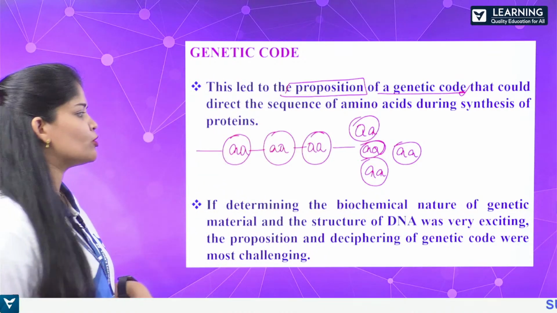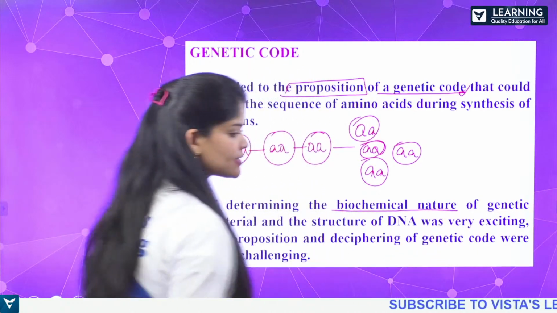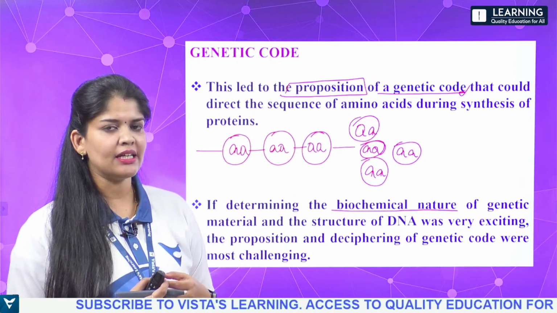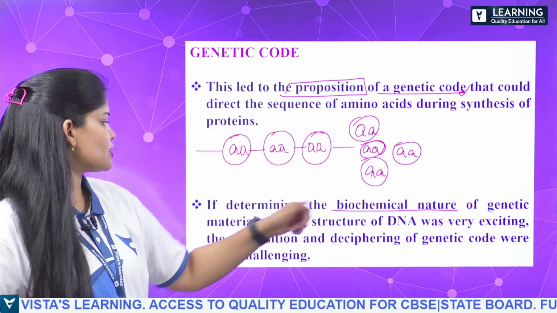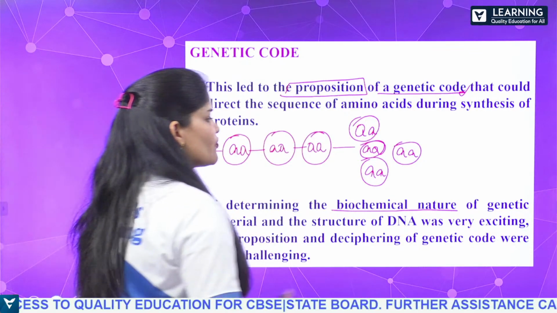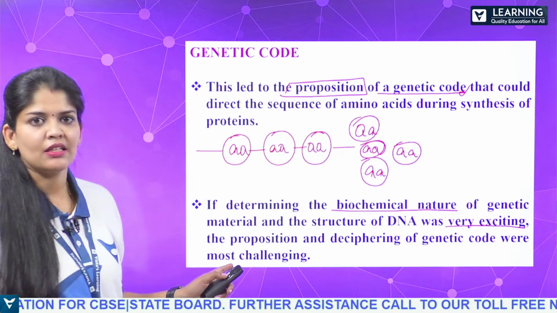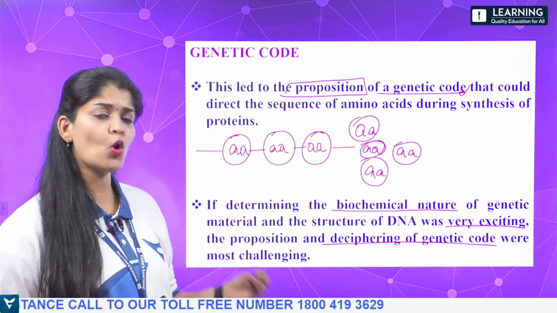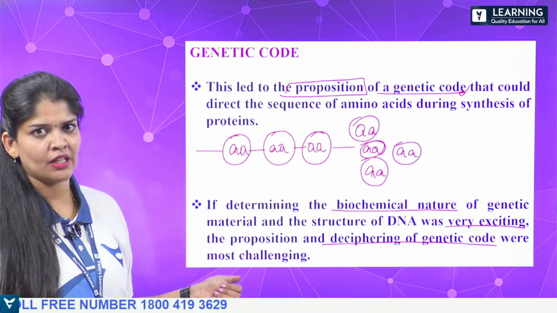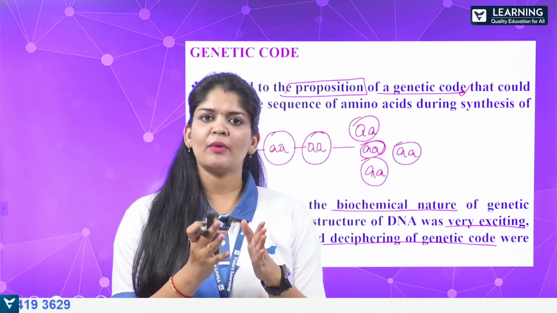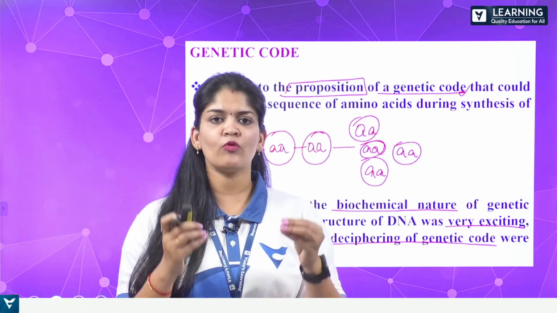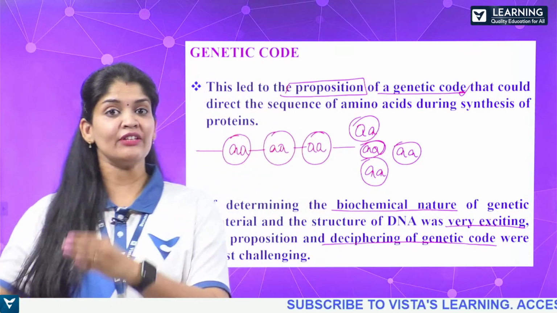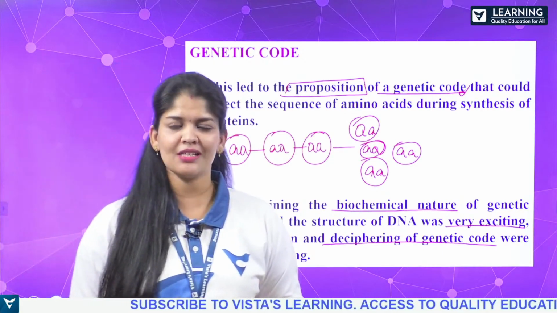While we are discussing the biochemical nature of the genetic material, whether it is a protein, a DNA, or an RNA, it is very exciting, right? The biochemical nature of the genetic material and the structure of the DNA was very exciting. But here, the proposition and deciphering of the genetic code were very challenging. There are 20 different amino acids and we have only 4 nitrogen bases. How are these 4 bases going to code for 20 different amino acids in the structure of the protein? This is the question.